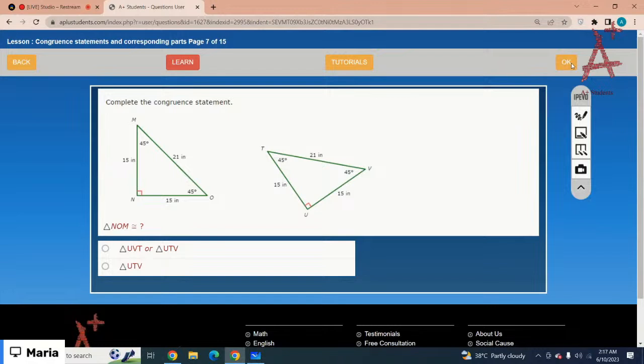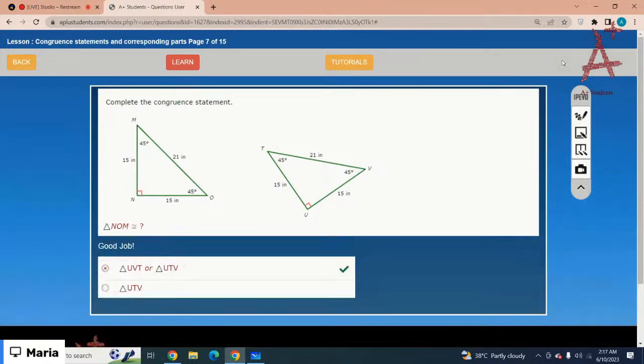Okay, complete the congruence statement. Triangle NOM. Here you have NOM. So it would be UVT because it starts from the right angle. So it must be UVT. Got it? UVT and UTV because both sides you have 45. So the option number one is the correct option.